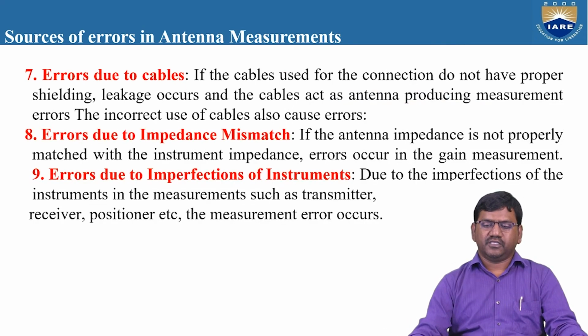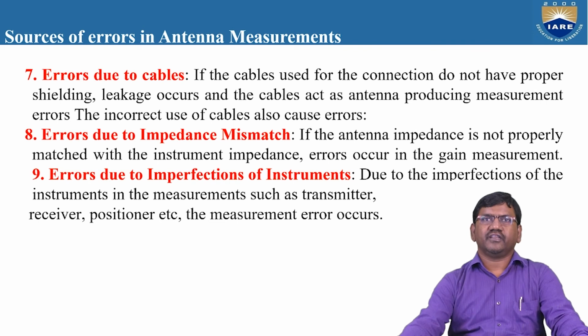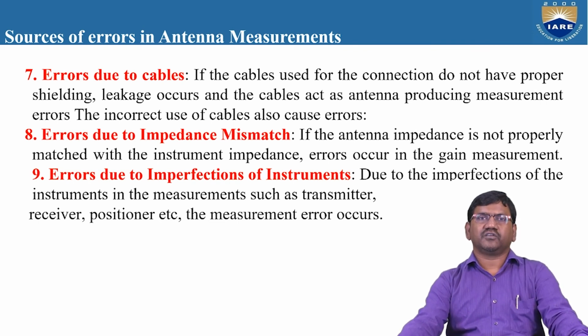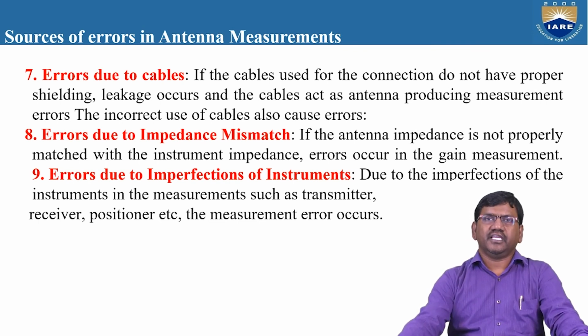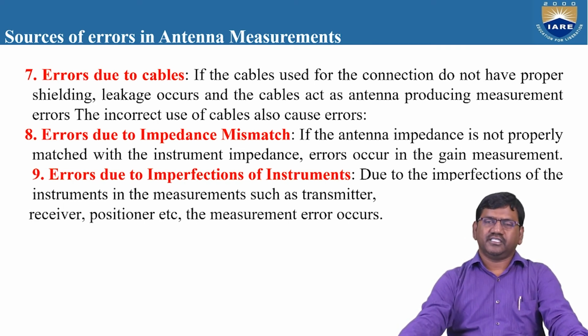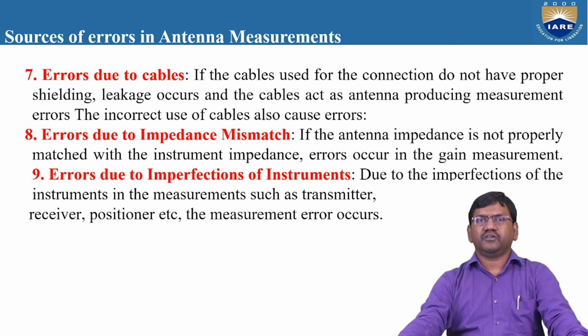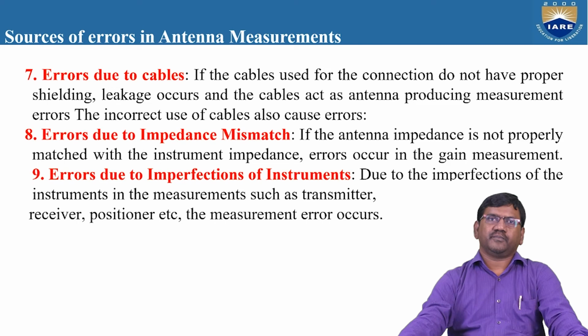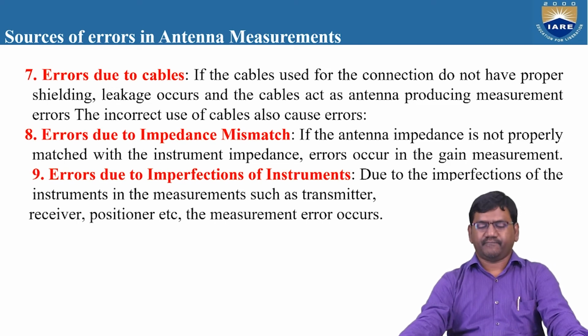Errors due to cables. If the cables used for connection are not very good, that means if the shielding is not good, if any leakage is occurring at the cable, if the cable is damaged, then definitely we are not going to get the desired value of the receiving antenna. So whenever we are going to select the cable, see that the cable is properly shielded and no leakage is there. Errors due to impedance mismatch.